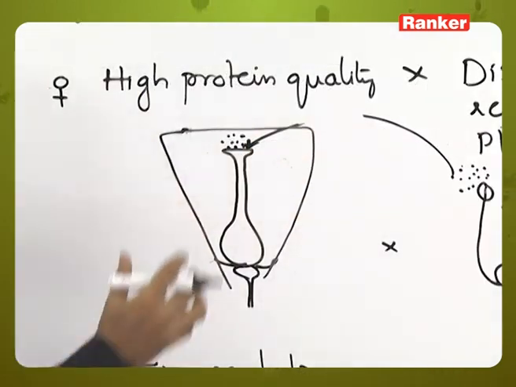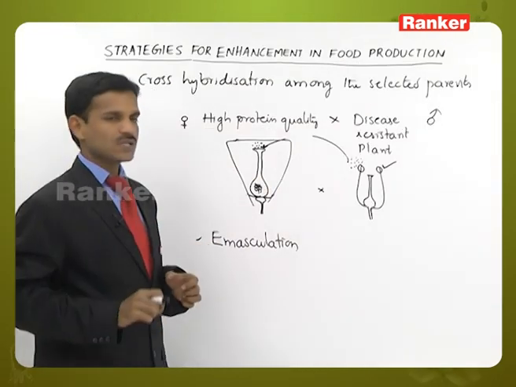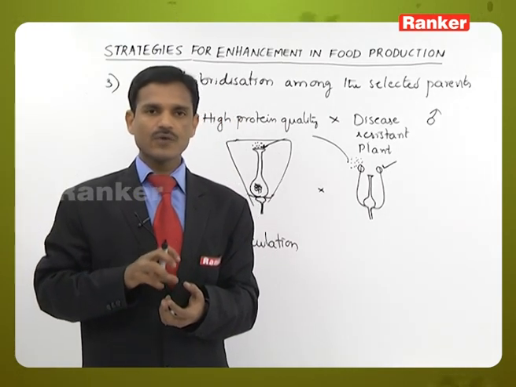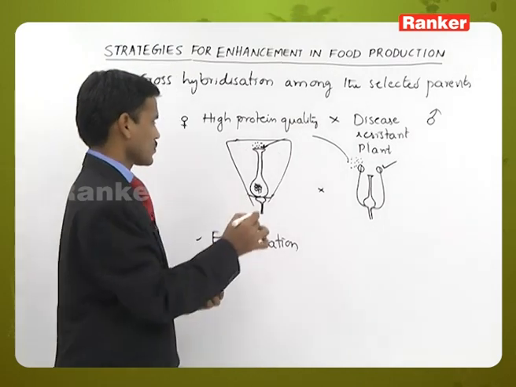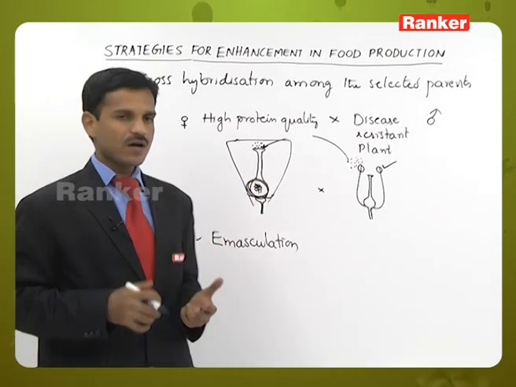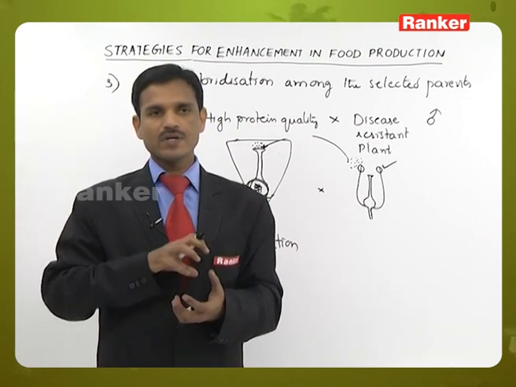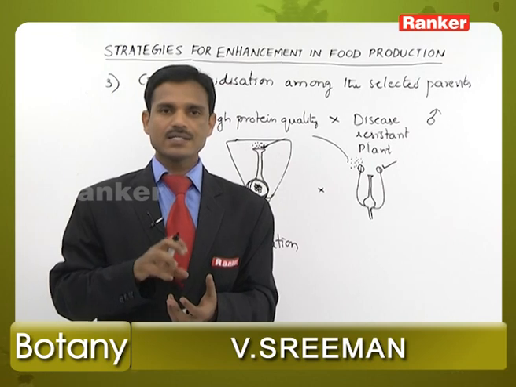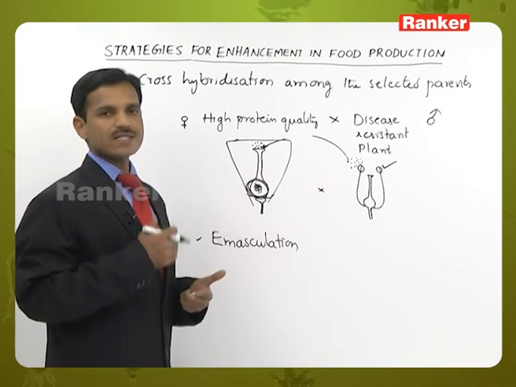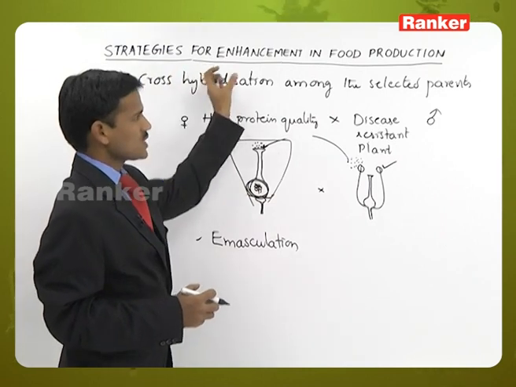After pollination, fertilization takes place inside the ovary, and the ovules are also fertilized. After pollination and fertilization, the ovules develop into seeds and the ovary develops into fruit. The fruit has a number of seeds, based on the number of ovules. After the production of fruit and seeds, the seeds are collected and used to raise the next generation. The seeds give the new plants. So this is cross hybridization among the selected parents.